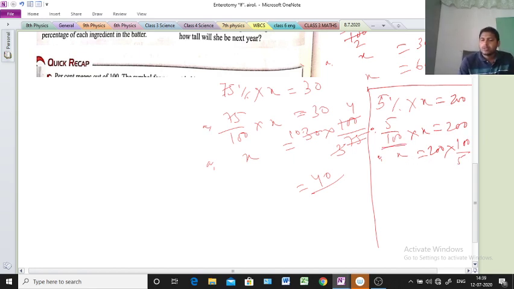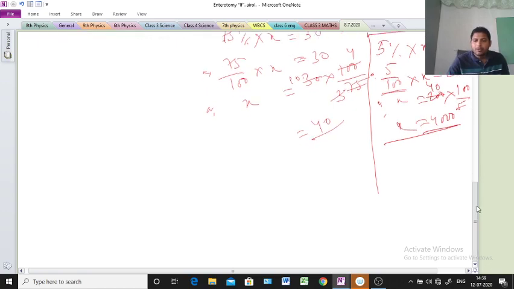Okay, so now see, we can cancel it. 5 4s are 20, 40 will come. So 40 into 100 means what? 40 into 100 means 4000, because 4 1 is 4 and 3 zeros, for 3 zeros 3 0 will come. That means this is the value of x, 4000. Understood? Clear everyone?